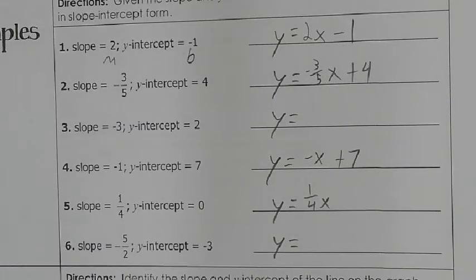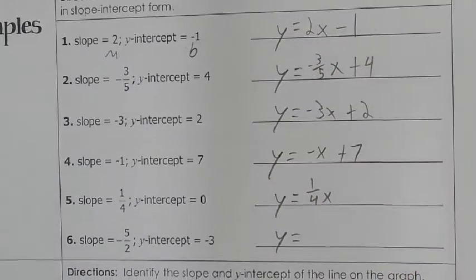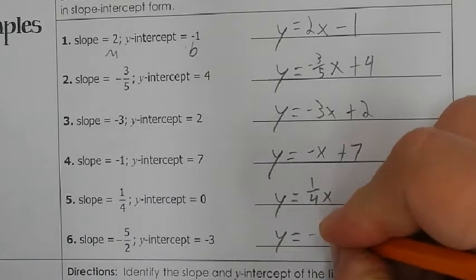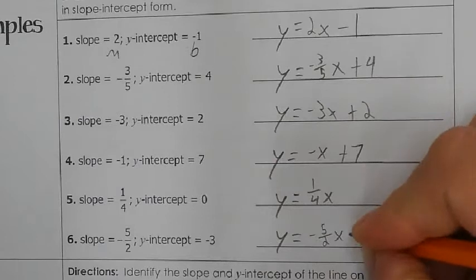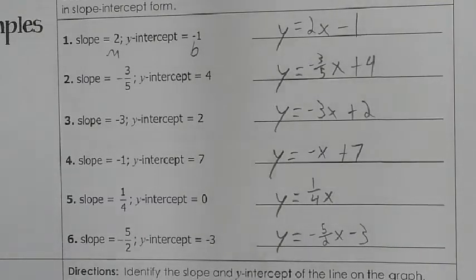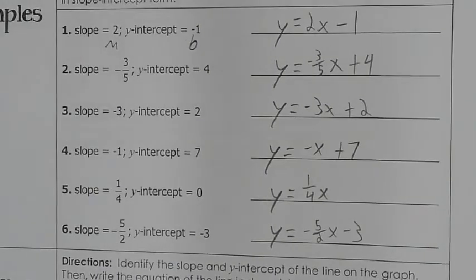So everybody just tell me what they got for number 3. Y equals negative 3x plus 2. Negative 3x plus 2, good. And then number 6. Y equals negative 5 over 2x minus 3. Good. You might have questions about that. Yeah, it's pretty easy just to make the equation. The next part's not hard either. Anybody still copying that? Esau, you good? Okay.